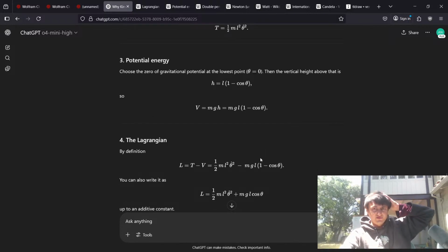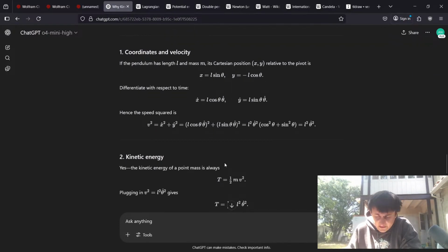So the Lagrangian is just going to be, right, this is v squared. So the kinetic energy is equal to 1/2 mass times L squared theta dot squared. So then L for the single pendulum, L single, is equal to 1/2 m L squared theta dot squared minus mgl(1 minus cos theta).